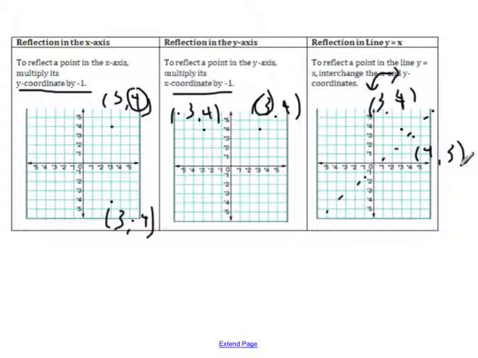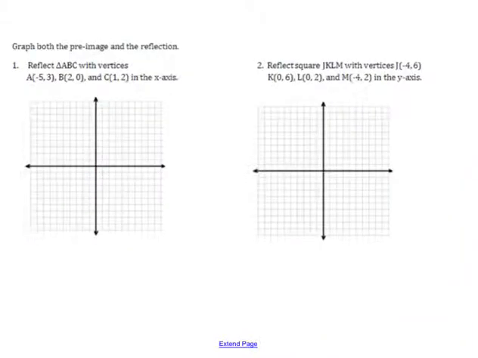So those are the 3 types of reflections that we're going to be doing today. And actually, we're going to be doing each of those reflections with objects. So let's take a look at reflecting this triangle. We have the triangle ABC. Let's go ahead and plot these points. The first one we have is -5, 3. So going left 1, 2, 3, 4, 5, up 1, 2, 3. And I'm plotting that point.